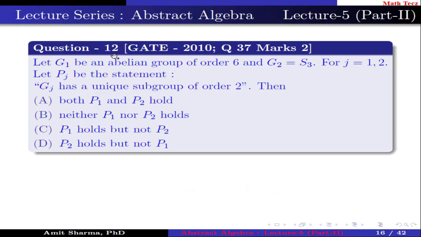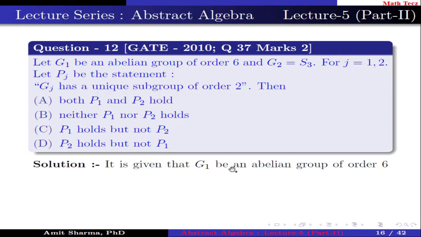Question number 12. This question was asked in the GATE exam in 2010. Let G1 be an abelian group of order 6 and G2 equal to S3. For j equal to 1, 2, let Pj be the statement: Gj has a unique subgroup of order 2. Then option A, both P1 and P2 hold. Option B, neither P1 nor P2 hold. Option C, P1 holds but not P2. Option D, P2 holds but not P1.